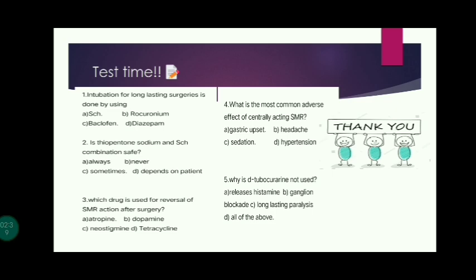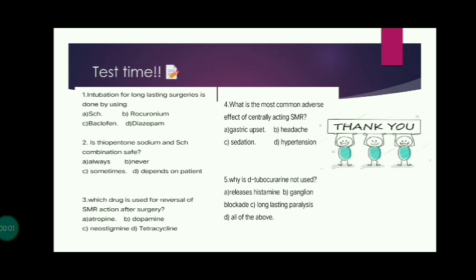So now let's test whatever we have learned so far. The first MCQ: intubation for long lasting surgeries is done by? Generally, succinylcholine is used for intubation, but it has a very short time of action and also causes frequent regurgitation. So rocuronium is the drug of choice for long lasting surgeries. The answer is B, rocuronium. Second, is the combination of thiopentone sodium and succinylcholine safe? No, this combination is not at all safe because it causes poisonous effects. So it is never safe.